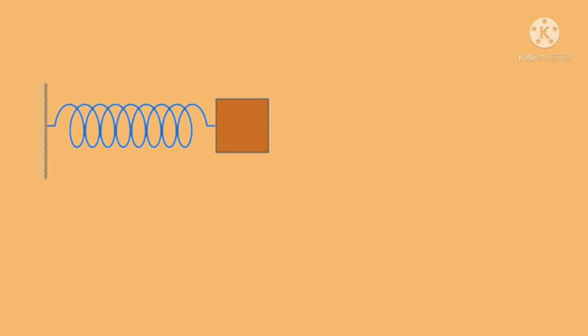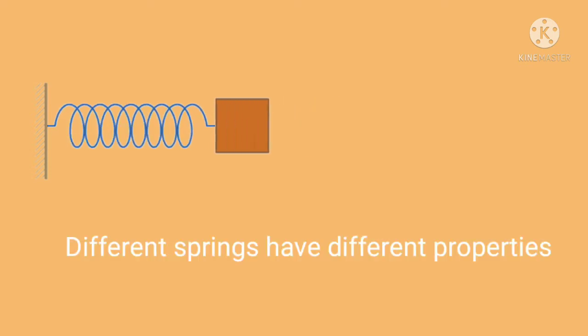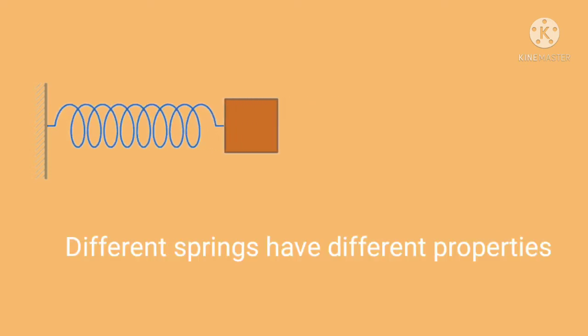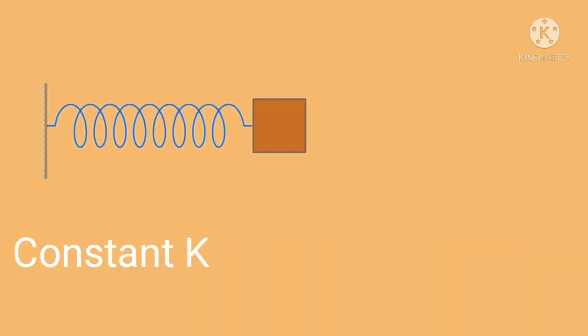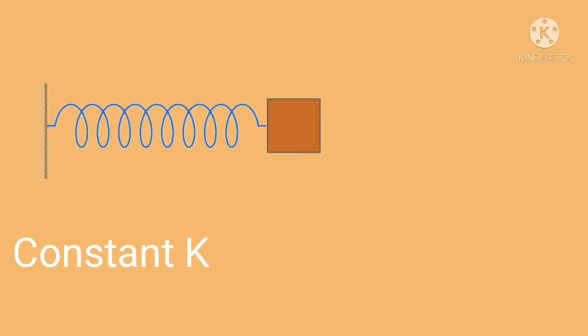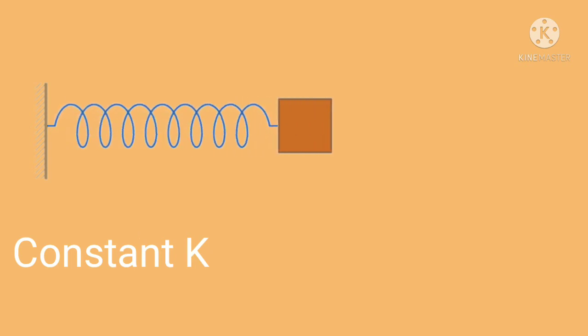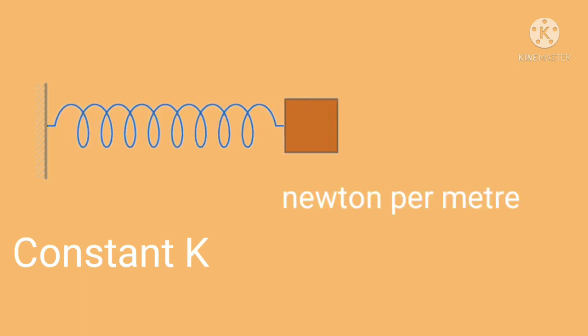Speaking of the use of springs, notice that not all springs are the same. This means that different springs have different properties. Springs have a representation called the constant K. The spring constant will be unique to a particular spring. The unit used for the spring constant is Newton per meter. And now let's talk about Hooke's law.